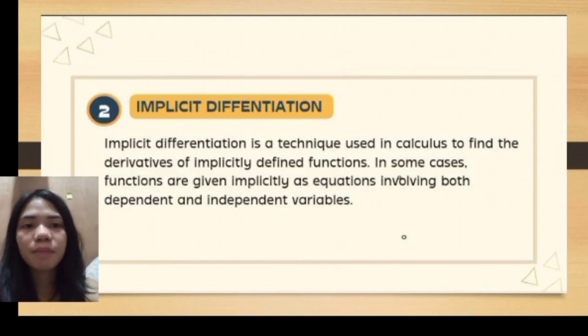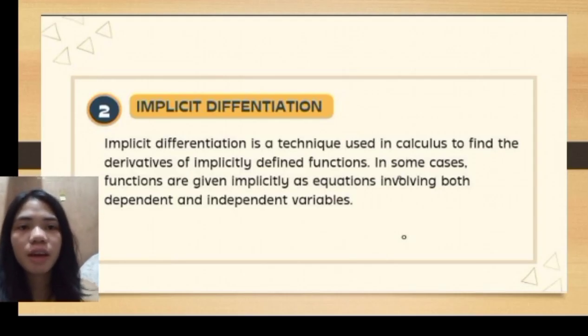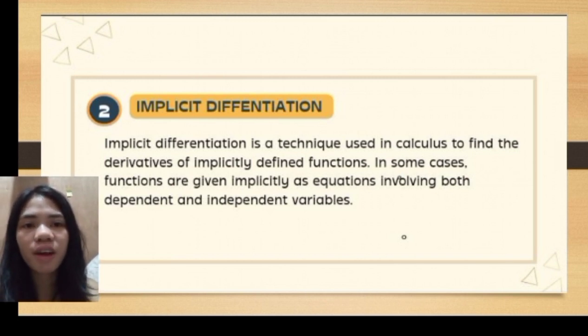Next is implicit differentiation. Implicit differentiation is a technique used in calculus to find the derivatives of implicitly defined functions. In some cases, functions are given implicitly as equations involving both dependent and independent variables.